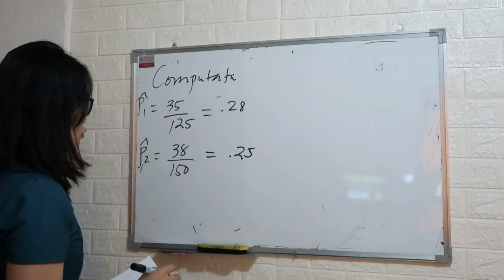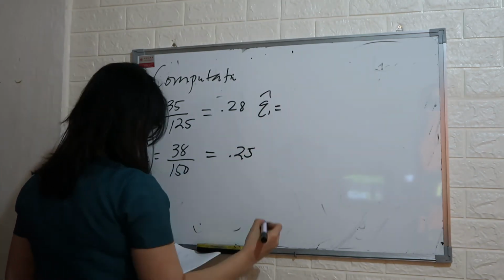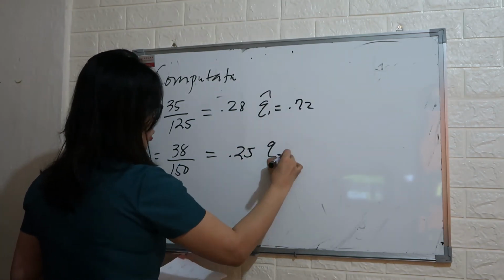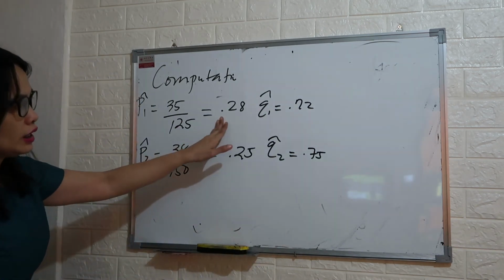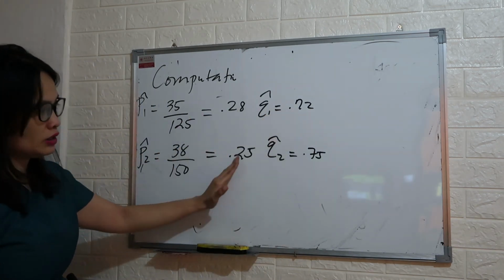And then obviously your Q hat sub 1 will be 0.72, and Q hat sub 2 will be 0.75. So how do you get that? 1 minus 0.28, you get 0.72, and 1 minus 0.25, you get 0.75.